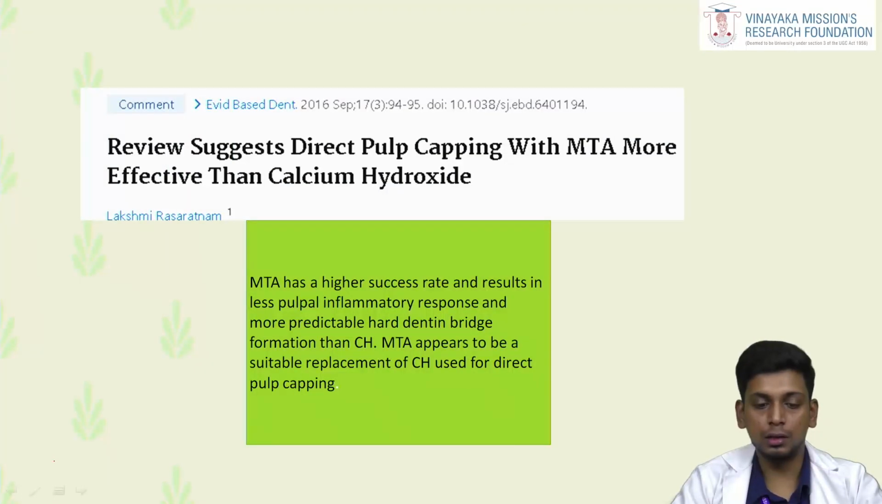Next is a review suggesting direct pulp capping with MTA is more effective than calcium hydroxide. This was given by Lakshmi et al. in the year 2016. MTA has a higher success rate and results in less pulpal inflammatory responses and more predictable hard dentin formation than calcium hydroxide. MTA appears to be a suitable replacement of calcium hydroxide used for direct pulp capping.